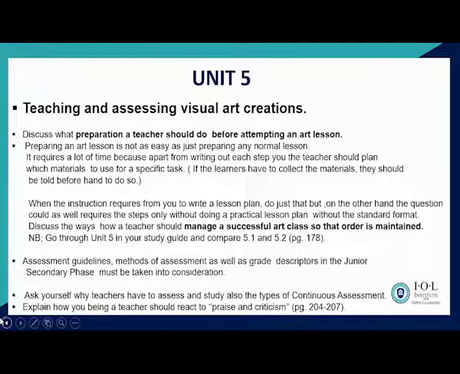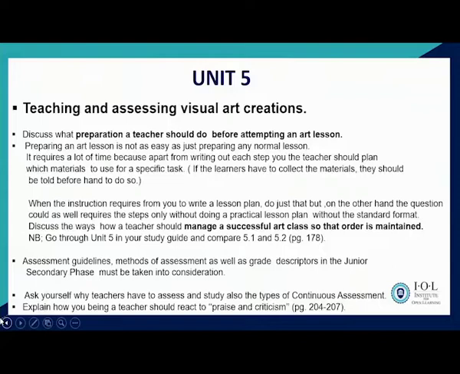If the learners have to collect the materials, they should be told beforehand to do so. You tell them what to do, what kind of material should they collect, how early or how many days before the time do they have to bring the material, and so on and so on. Also prepare them, or tell them also, if the lesson is going over 2 periods, tell them it will be a double period, and so on, so that they know beforehand.